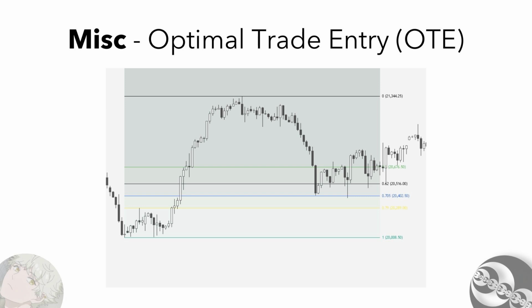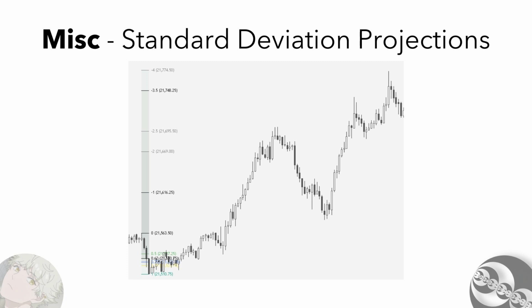The range between 0.62 and 0.79 is the range in which PD arrays are typically higher probability than in other ranges. This means that they are more likely to be respected and give a cleaner reaction. By adding the -1, -2, -2.5, -3.5, and -4 levels to the fib tool, you can mark out standard deviation projections as well. These are levels where you can expect price to retrace or to be the max expansion.